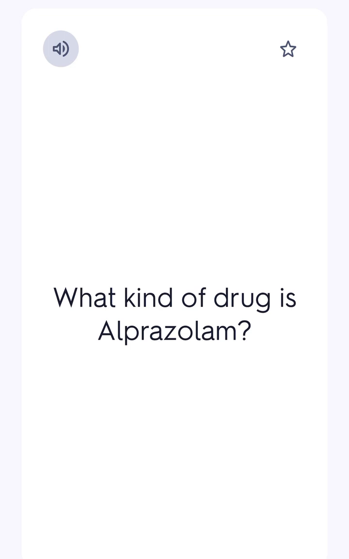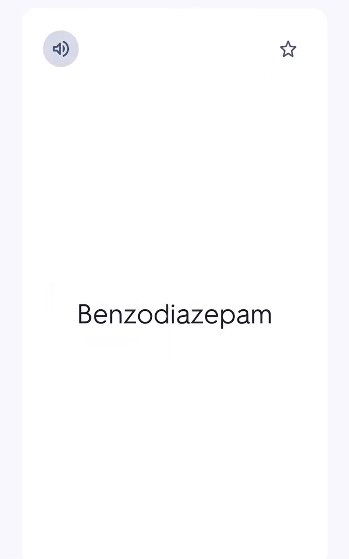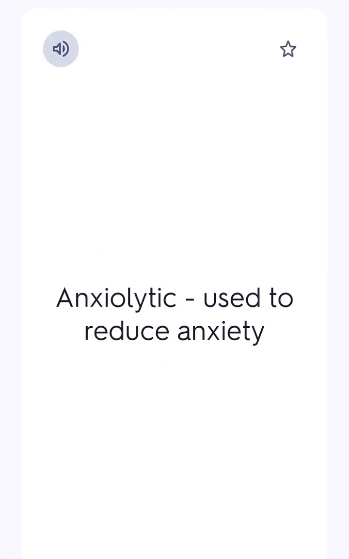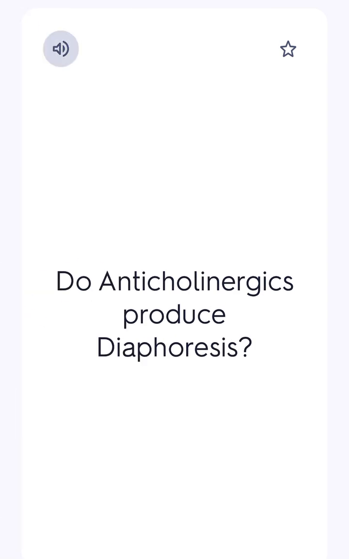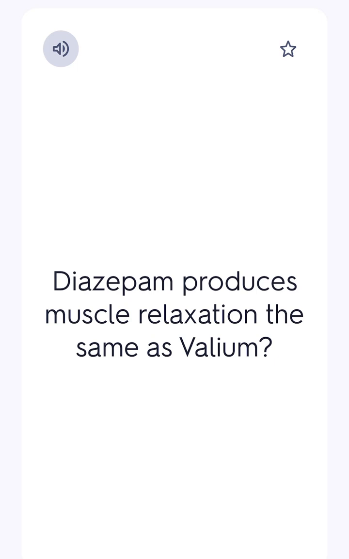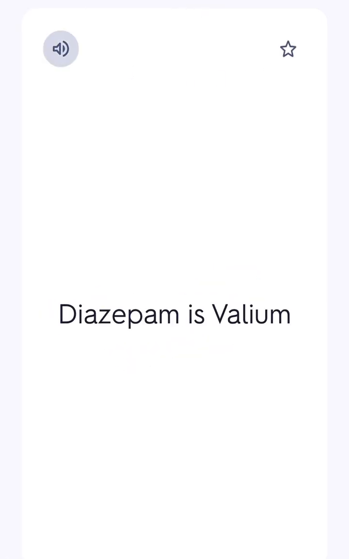What kind of drug is alprazolam? Benzodiazepine. What is the special action of alprazolam even though it's a benzodiazepine? Anxiolytic, used to reduce anxiety. Do anticholinergics produce diaphoresis? False, dry as a bone. Cholinergics produce diaphoresis. Diazepam produces muscle relaxation the same as Valium? Diazepam is Valium.